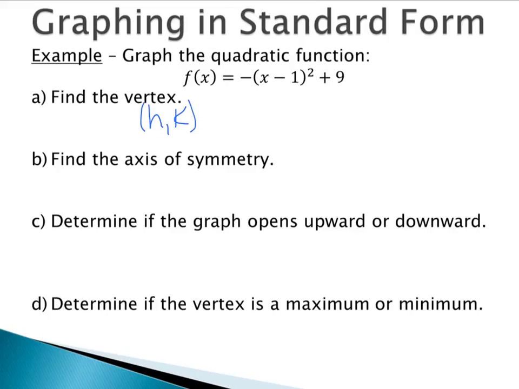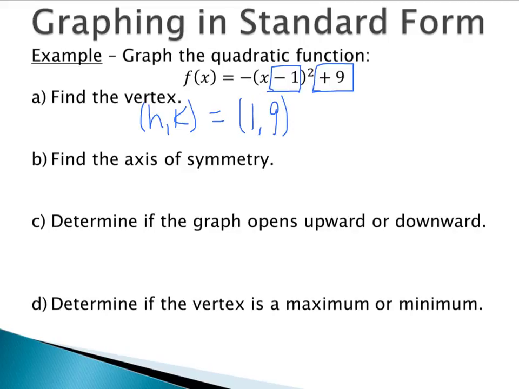Like I said before, what you want to think of is that the h is the inside, but we're going to be taking the opposite of the inside. So that means that we're not going to have a negative 1, our vertex is going to be a positive 1. If there was a plus inside, you would make the number negative. And then the k would just be keeping the number on the outside. So it's a positive 9, so it's going to stay 9. So your vertex, not a lot of work, just understanding how to write it, would be the point (1, 9).